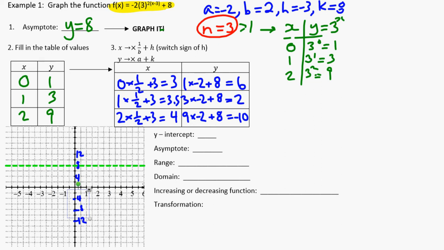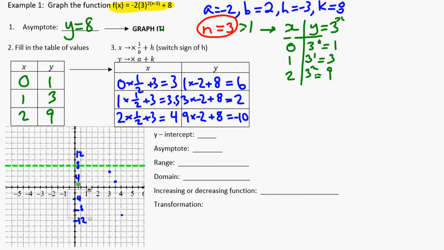Next thing I'm going to do is I'm going to plot my points. My first one is 3, 6. So 3, 6 is right here. My next one is 3.5 and 2. 3.5 and 2 is right here. And my last one is 4, -10. 4, -10 is right about here.